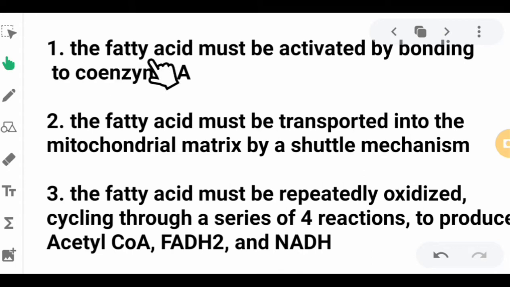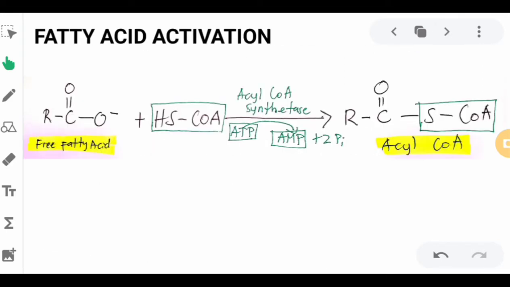So first, the fatty acid must be activated by binding to coenzyme A. Second, the fatty acid must be transported into the mitochondrial matrix by a shuttle mechanism. Third, the fatty acid must be repeatedly oxidized, cycling through a series of four reactions to produce acetyl-CoA, the reduced form of flavin adenine dinucleotide, and the reduced form of nicotinamide adenine dinucleotide. So let us start with the fatty acid activation.